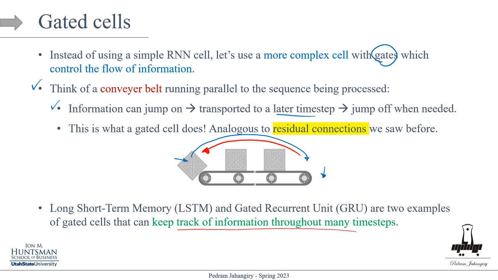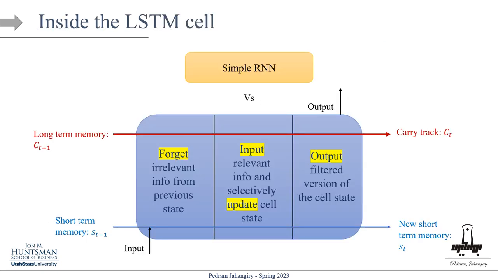So you want to make sure that there is this conveyor belt running in parallel that can transfer information from one time step to another, and when it's needed, the information can be just dumped, right? All right, let's start with LSTM at a very high level. We want to compare the simple RNN recurrent cell with our more sophisticated gated cell, LSTM.